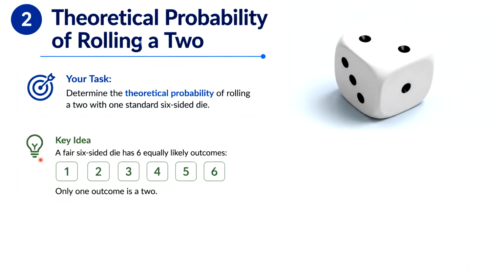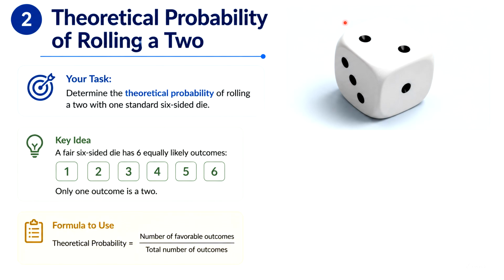The key idea is that a fair six-sided die has six equally likely outcomes. You either get a 1, a 2, a 3, a 4, 5, or 6. Only one outcome is a 2.